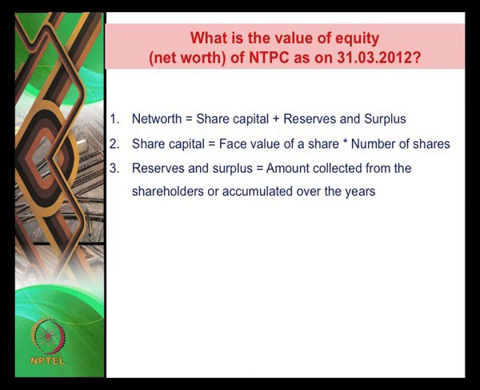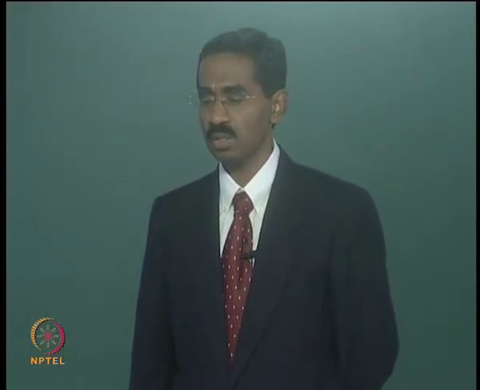So if you look at the balance sheet, on the left hand side is what we have, the equity, liabilities, or the source of funds. So the expression for calculating the net worth or the equity is net worth equals share capital plus reserves and surplus. So an addition of these two items gives you the value of the net worth of the company. Now what is the share capital and what is the reserves and surplus?